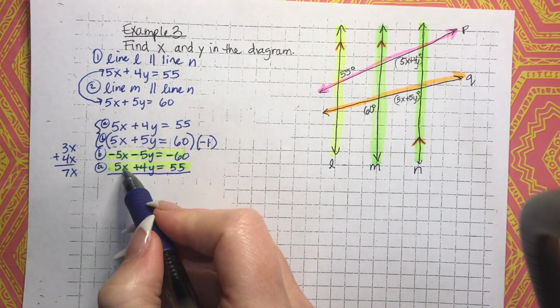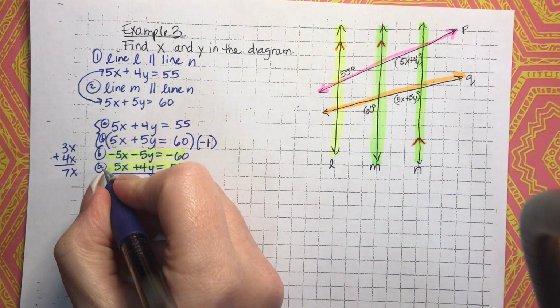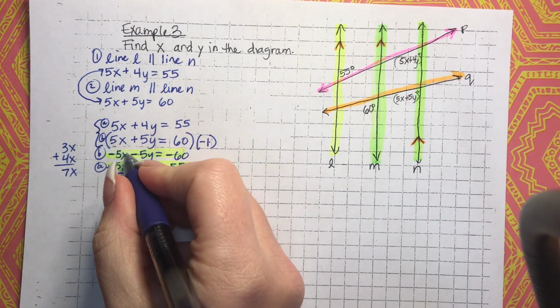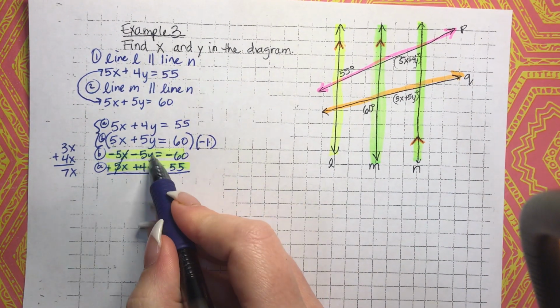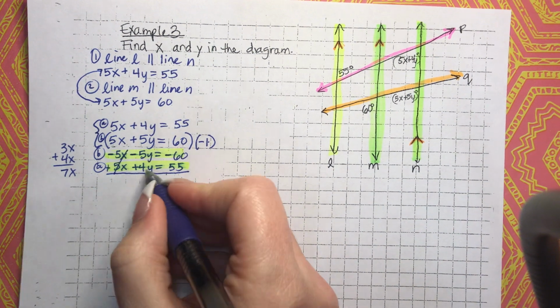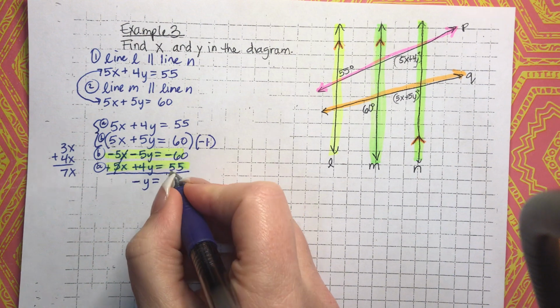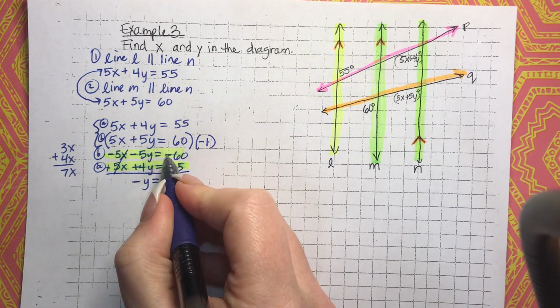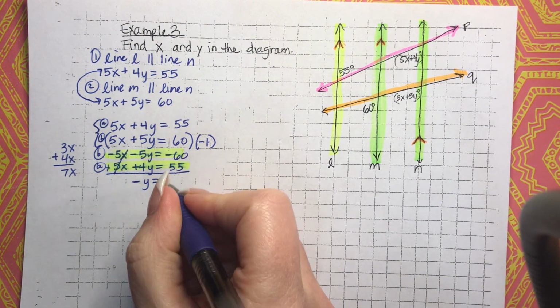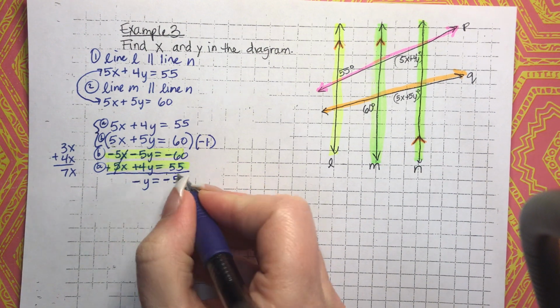So -5x plus 5x, I'll put a plus here. Those cancel out. And then we have -5y plus 4y would end up being -y equals -60 plus 55, which is -5.